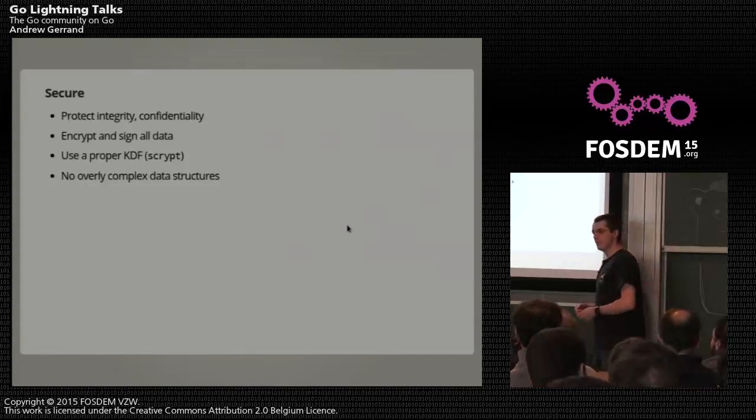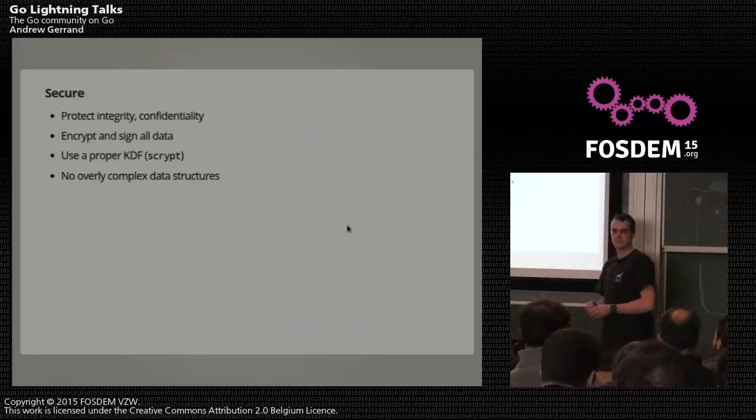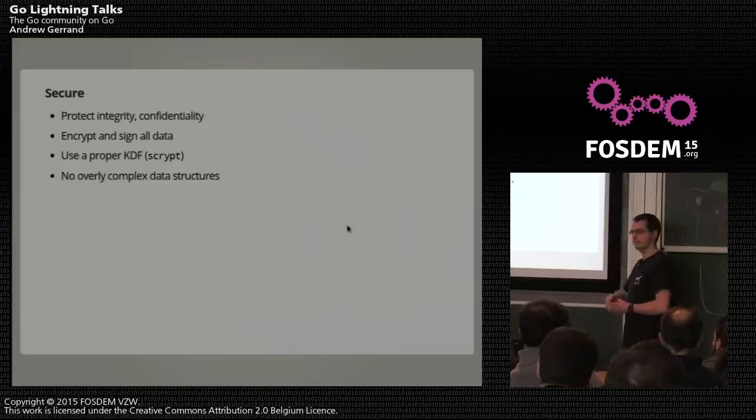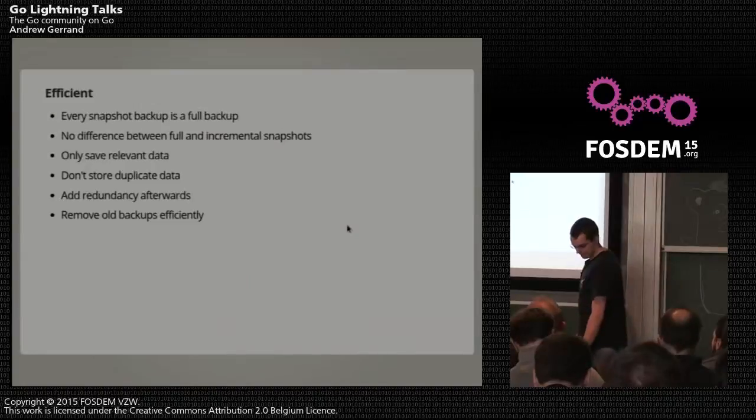So I would like to encrypt and sign all data. I would like to use a proper key derivation function. I chose scrypt in this case to derive AES keys from a password. And I would like to not have any overly complex data structures, because in the disaster case, when I need to restore something and there is a bug in a program, I would like to be able to get my files out of there without the original program. So it should be as simple as possible. And it should be efficient.